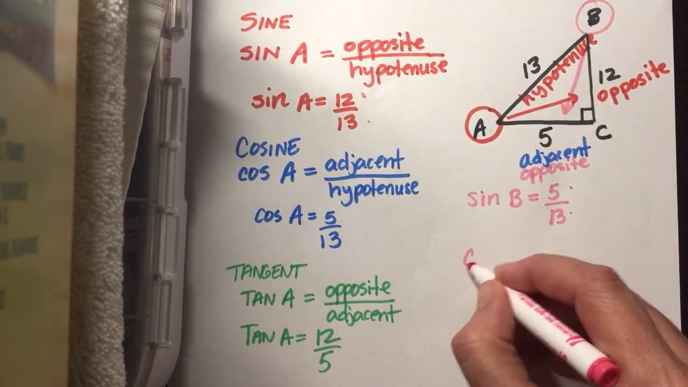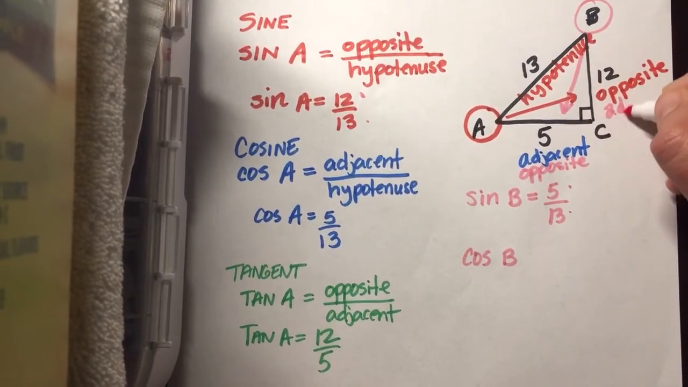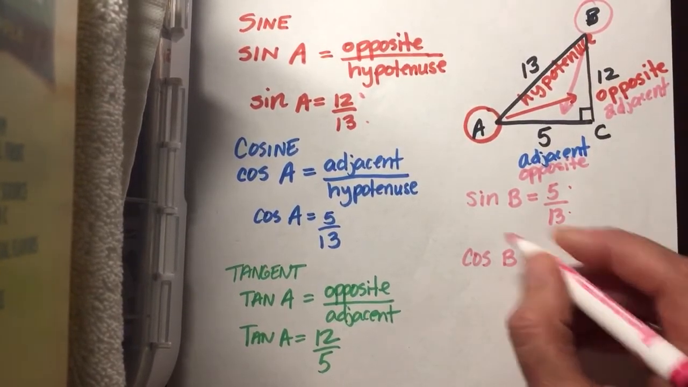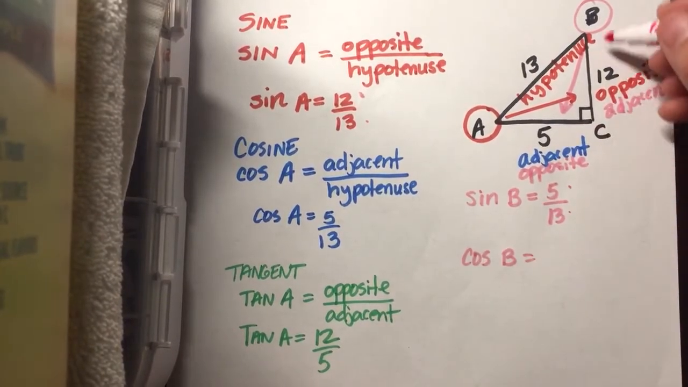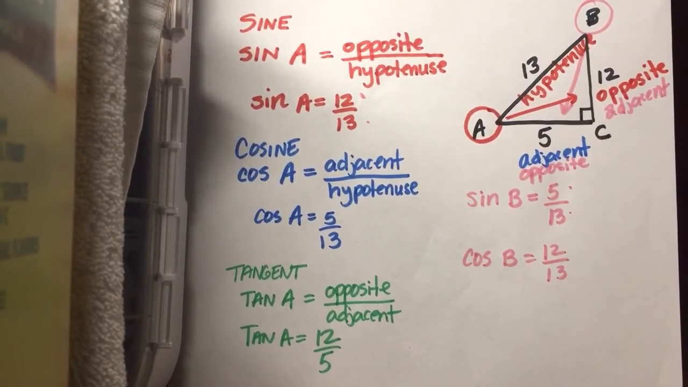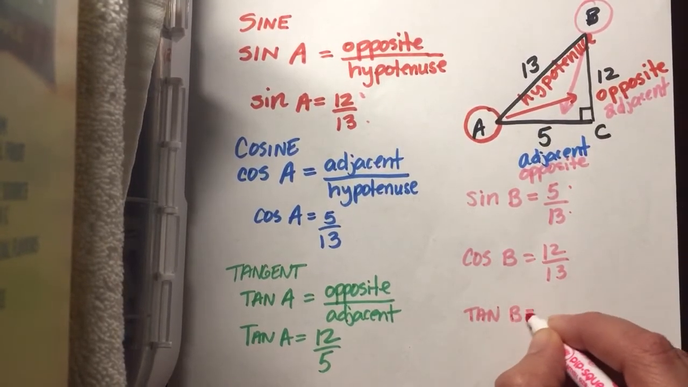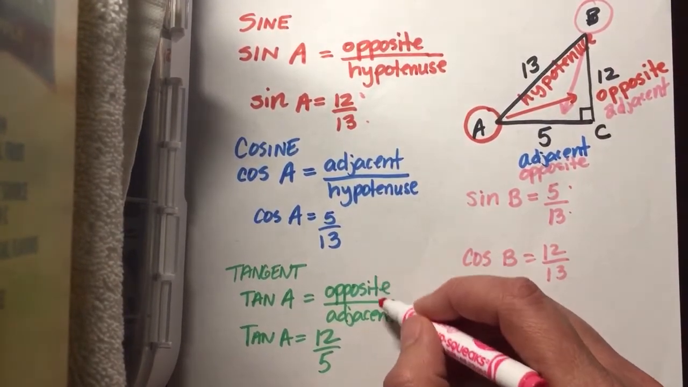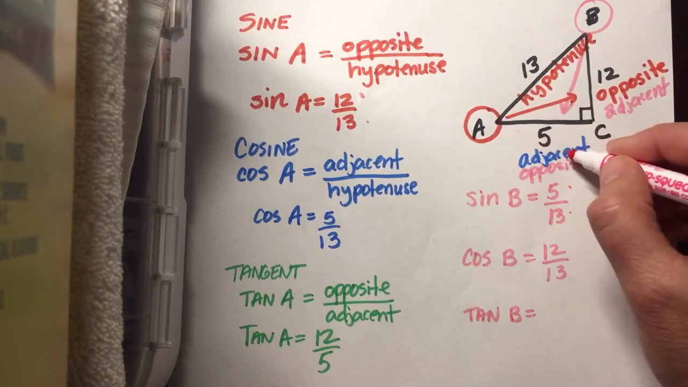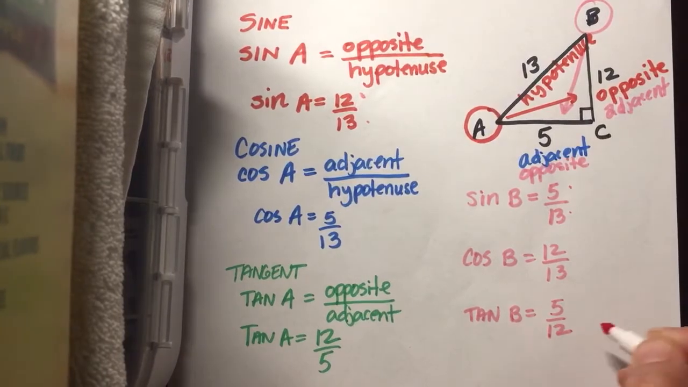So let's look at cosine. We'll do the cosine of B. Well, now that we're doing B, this side becomes the adjacent side. This is now right next to angle B. And remember, cosine is adjacent over hypotenuse. So the cosine is going to be 12 over 13. So let's do the last one. Let's do tangent of B. Tangent is the side opposite the angle over the side adjacent. Well, if I'm looking at B, now opposite is the 5, and adjacent to B is the 12. So the tangent is 5 over 12.